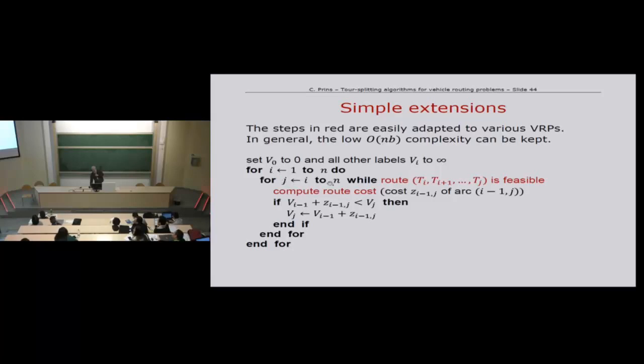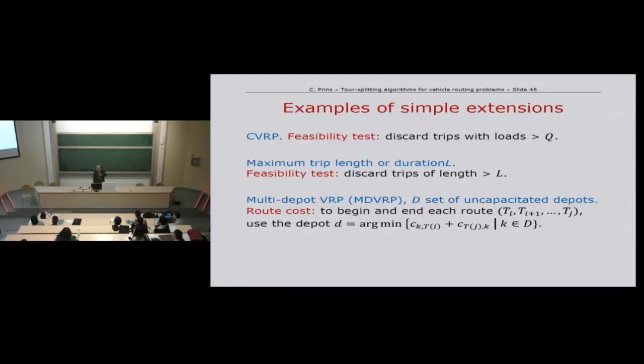In fact, we inspect all subsequences of the giant tour, Ti to Tj. So there is one loop for the beginning, the first index i, and the last index j. j begins at i, of course, because j must be after i. You first have to test if the route is feasible, otherwise you discard it, and then you compute the route cost, and then you update the label of node j in the auxiliary graph. In fact, a lot of constraints can be handled in the two steps in red.